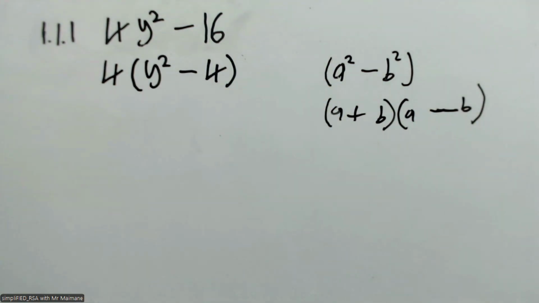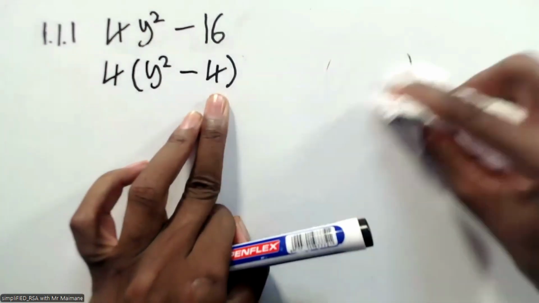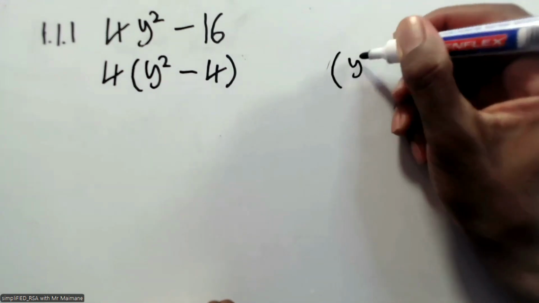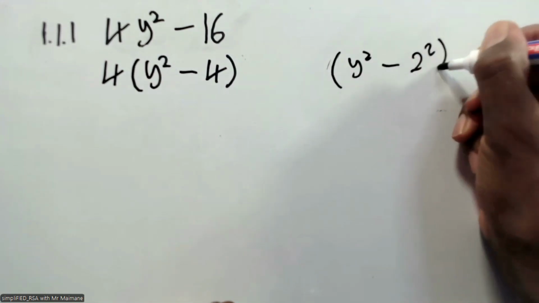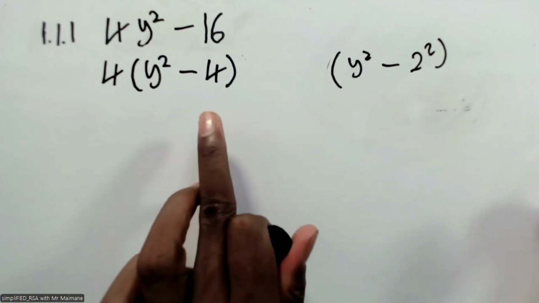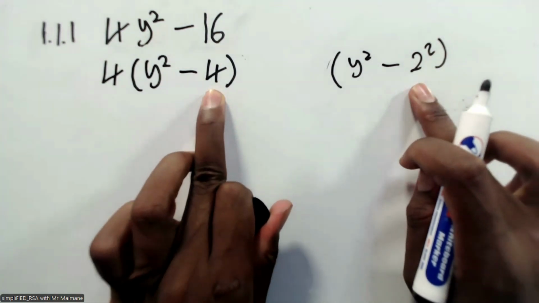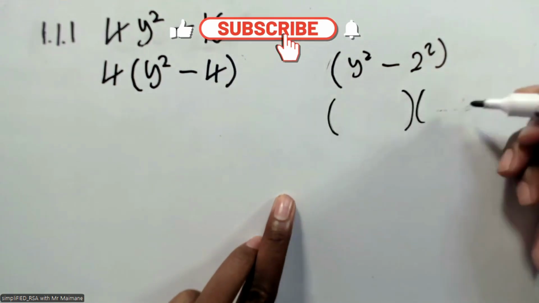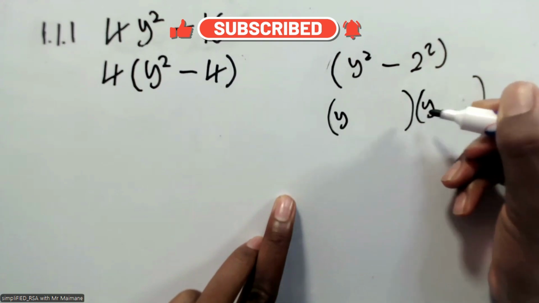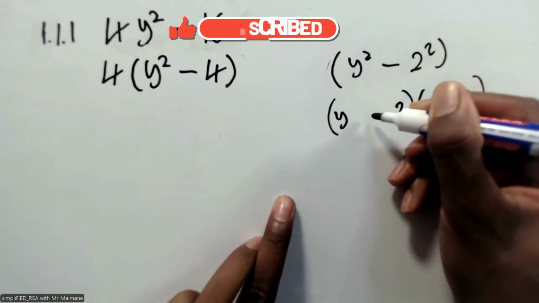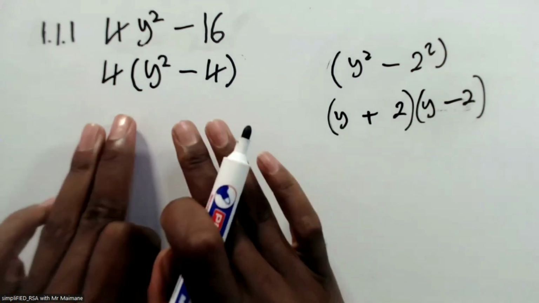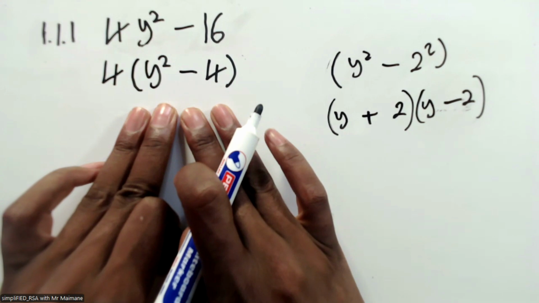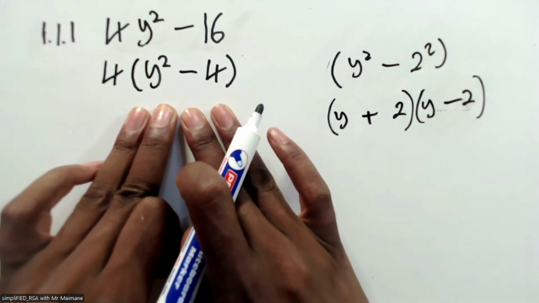And in this case, given y squared minus 4, I can tell that this is the same as y squared minus 2 squared, because 4 can be written as 2 squared as well. So it's the difference of 2 squares, such that the factorization of this would be y, and then 2 and 2, and then plus and minus. That's when I applied factorization using the difference of squares.